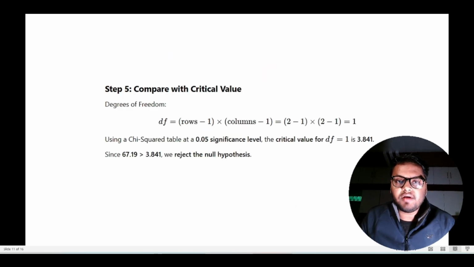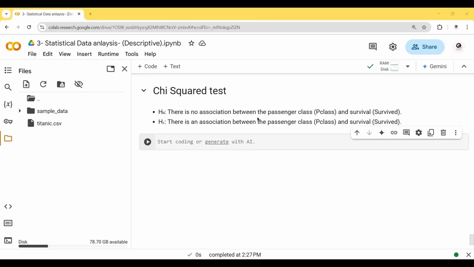Next, I am going to calculate our degree of freedom, which is rows minus 1 multiplied by column minus 1. So the value will be 1. So using the chi-square table at a 0.05 significance level, the critical chi-square value will be 3.841. So here we can see that 67.19 is greater than 3.841. It means we can reject our null hypothesis and accept our alternate hypothesis.